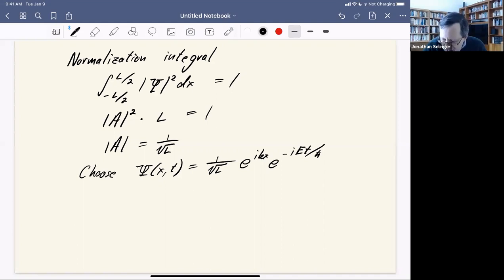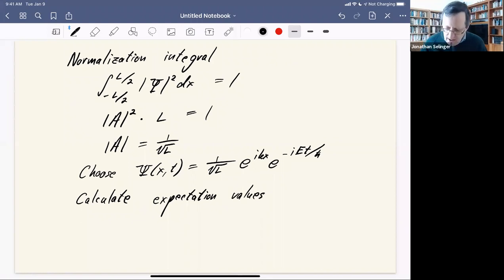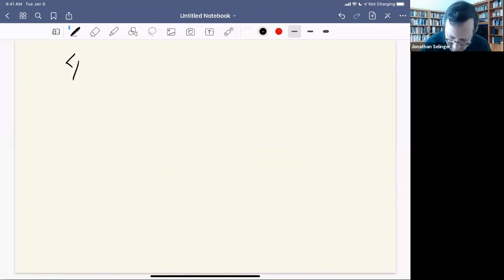If you do things this way, you can actually calculate stuff. Okay, let me show you some things that you can calculate. So we can calculate expectation values. If we want the expectation value of momentum, for example, let's see.